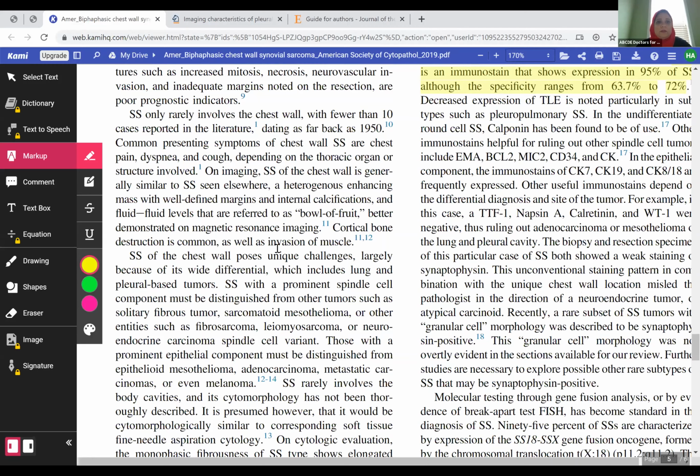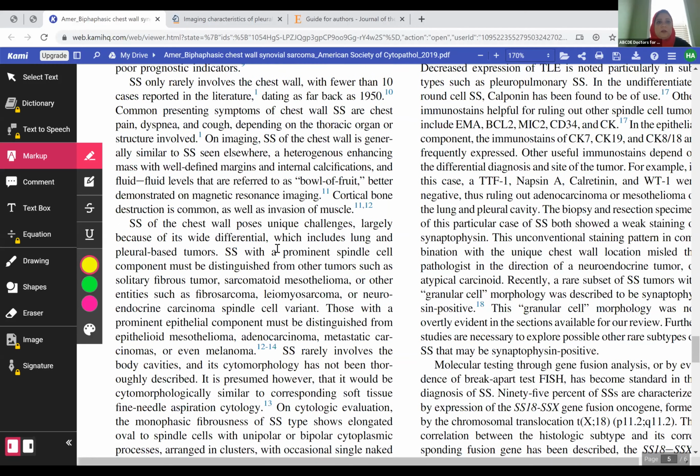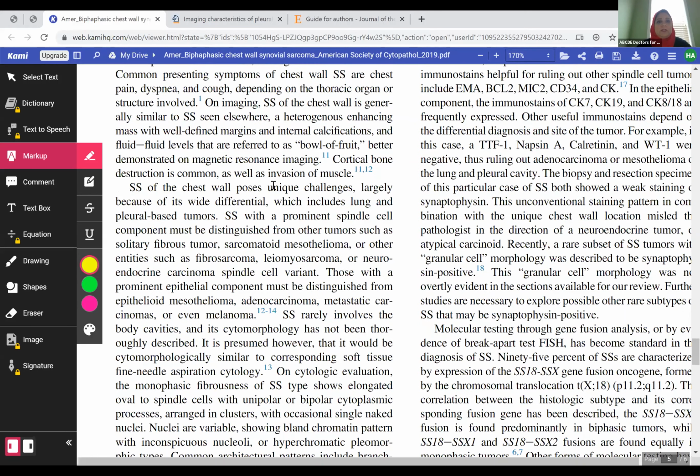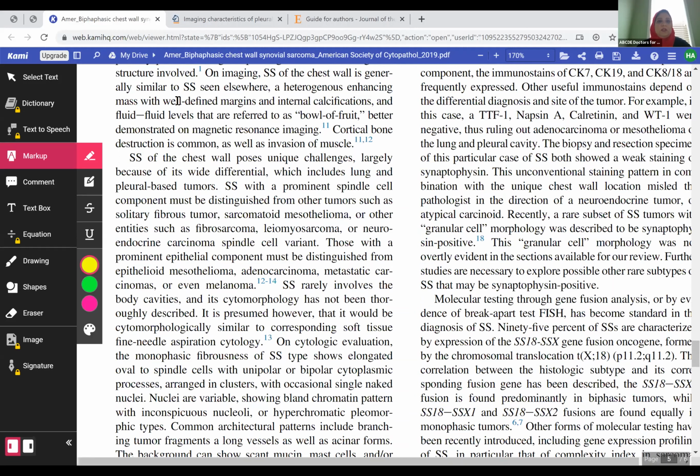Common presenting symptoms are chest pain, dyspnea, cough, blah, blah, blah. Imaging, now I'm talking about specifically chest wall synovial sarcoma. How is it different from anything else? What is the radiology that's specific for it?